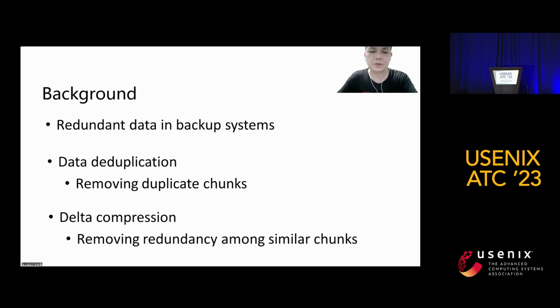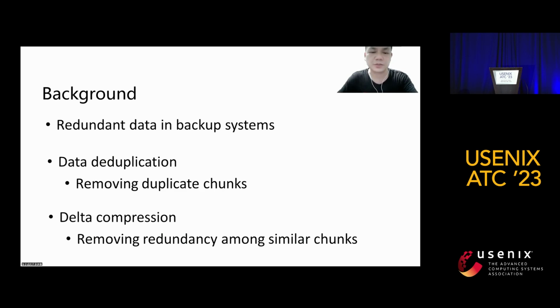Data backup is a critical method for file protection. Backup workloads typically contain a significant amount of redundant data. Eliminating redundant data in backup systems can greatly reduce storage costs. Data deduplication and data compression are two commonly used data reduction techniques.